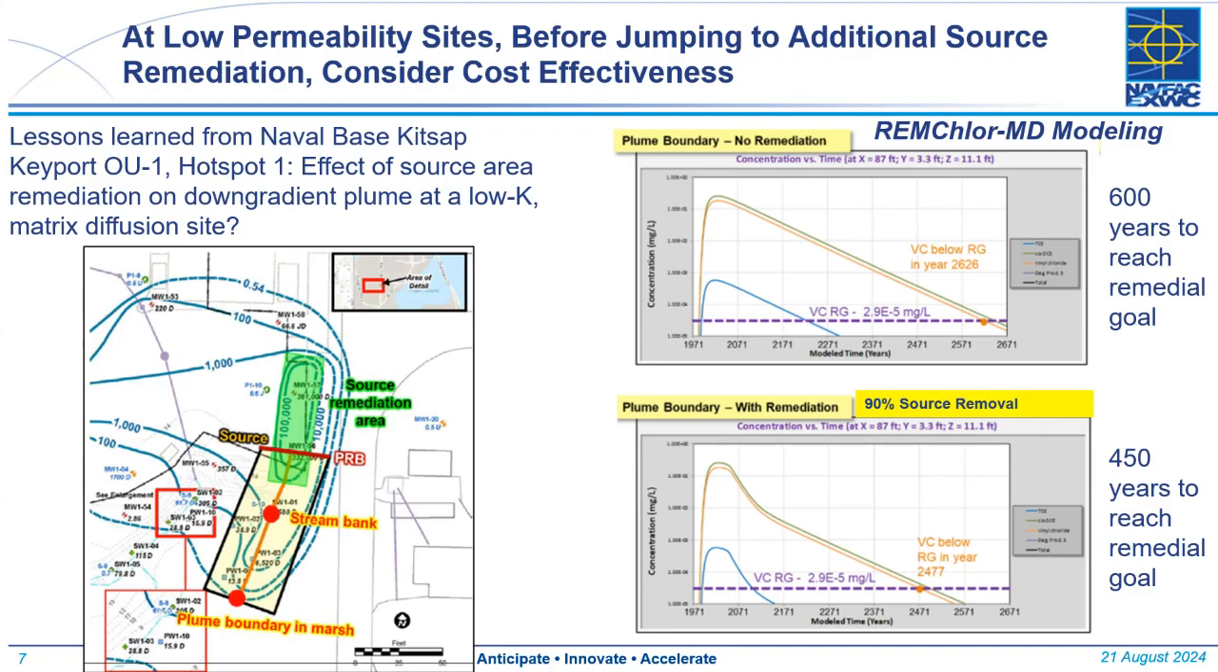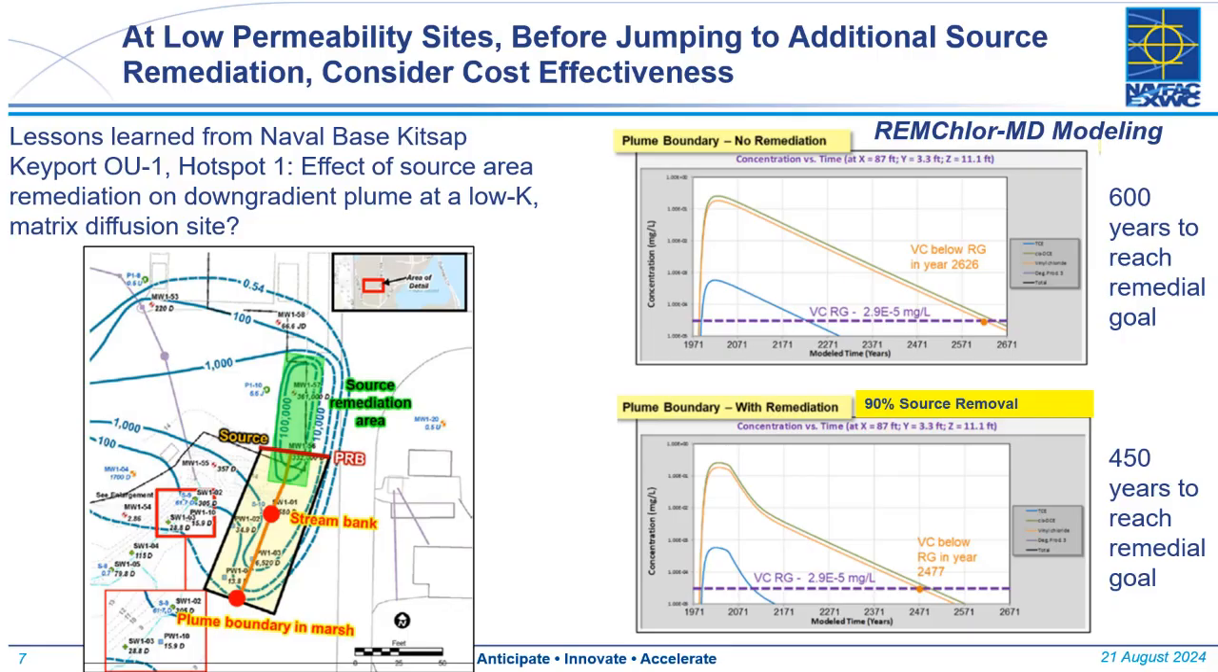This case study at Naval Base Kitsap is instructive as an example where it's very difficult to clean up the site, and even partial cleanup is not going to get us all the way to the end. In green, we have a source area with very high concentrations in low permeability deposits, and we have a down gradient plume. GSI did some modeling with the RemChlor MD modeling package. The MD stands for matrix diffusion, and they looked at two scenarios. On the top graph on the right, we see a scenario where they simulated what was happening at the plume boundary under a no remediation scenario.